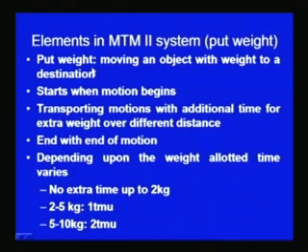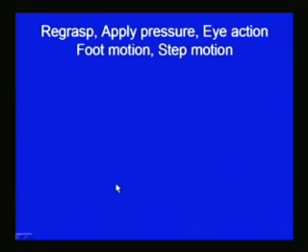Put weight involves moving an object with weight to a destination. It starts when the motion begins, with transporting motion and additional time for extra weight over the different distances, and ends with the end of the motion. Depending upon the weight, the allotted time varies: no extra time is allotted up to 2 kg of weight, for 2 to 5 kg 1 TMU is allotted, and for 5 to 10 kg 2 TMU is allotted.